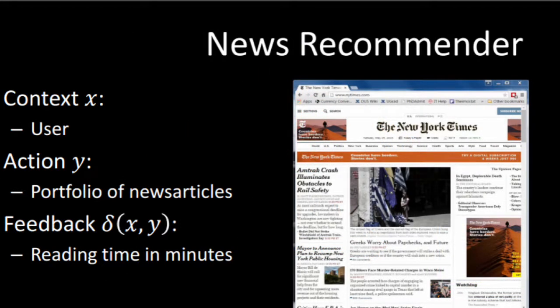As a quick example, consider a news website like the New York Times. Here, the context could be the reader visiting the page, the time of day, and other relevant information. The system would then take action by choosing which articles to display. The feedback is some relevant metric of goodness, such as time spent reading by the user.